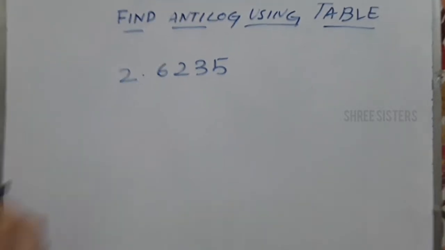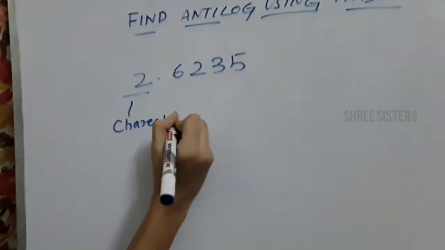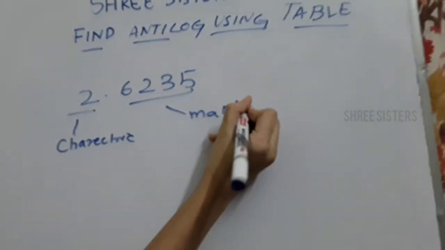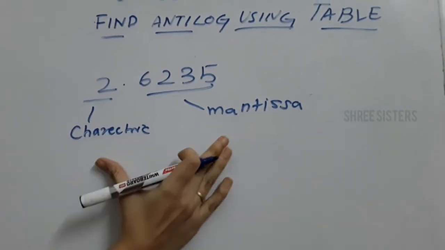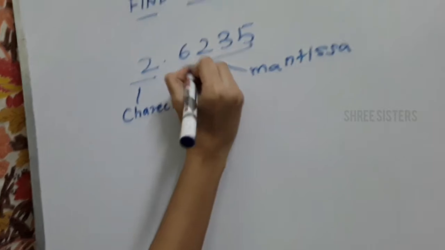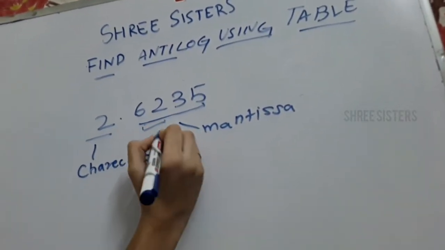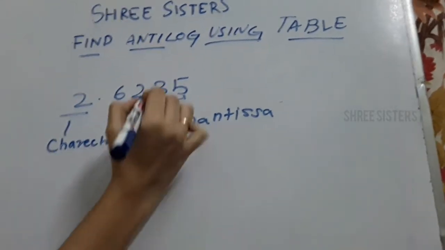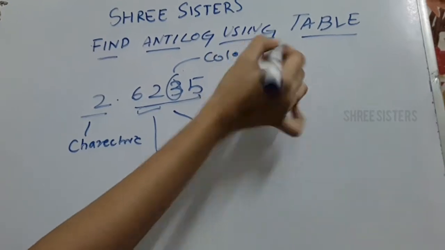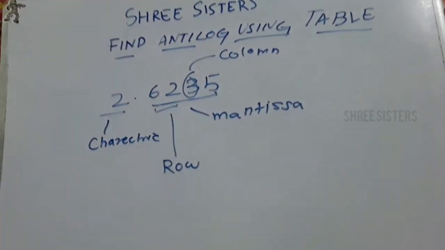So as you all know, this is the characteristic and this is the mantissa. Everyone knows this. These are the two parts of a logarithm. So as usual, the first thing you have to see is the mantissa part. In the mantissa, you have to consider the first two digits just like the logarithm table, and this will be your row. And the third digit will be your column for checking. So let's see what we'll get. The first two digits are the row, so 62 will be our row.